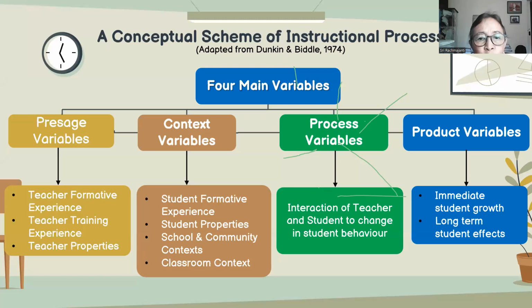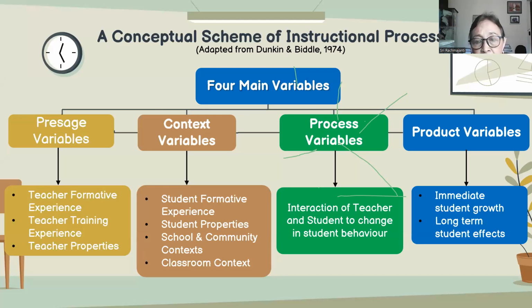Now we go to context variables. We have to know the students' formative experience, whether your students are still primary or perhaps preschool students. And then you have to understand your students' properties, like their proficiency, their age, their previous learning. That is student properties. And here is school and community context, including the government. I think now we have so many policies from the government, so you have to follow that. And here is classroom context.